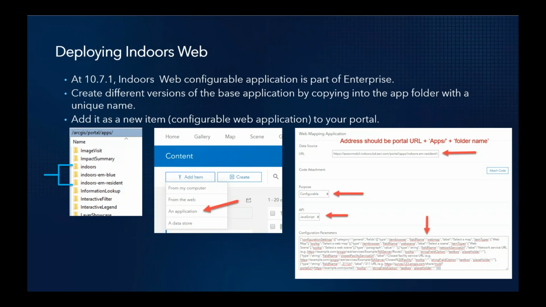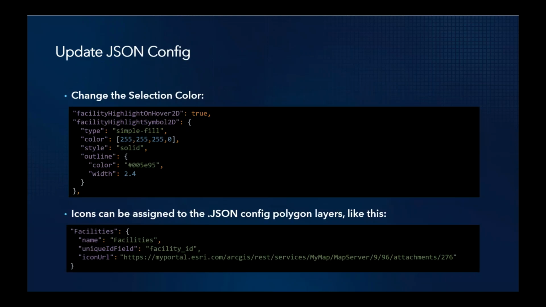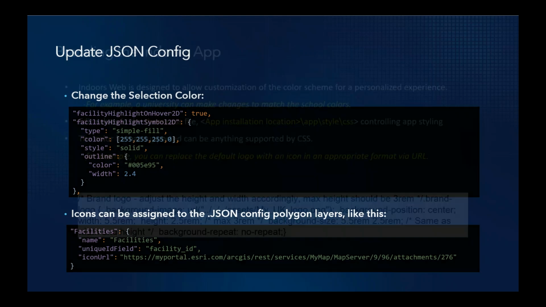You'd paste in the configuration parameters that are part of the indoors documentation. And then you would go to that folder, and you'd use an IDE editor to update the JSON configuration settings. In the future, this will all be in the configurator for the application, but right now it's in a JSON file. So you could update things like the selection color for when you select a building. You could update what the icon looks like for some of the related items, for example, in an indoors application.